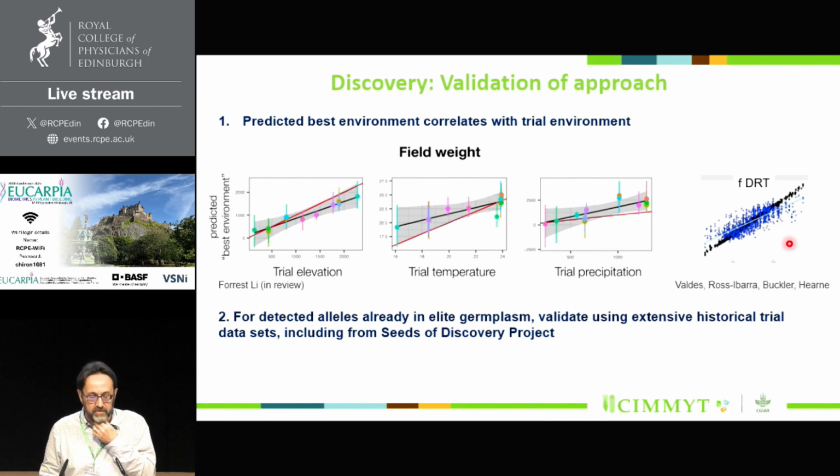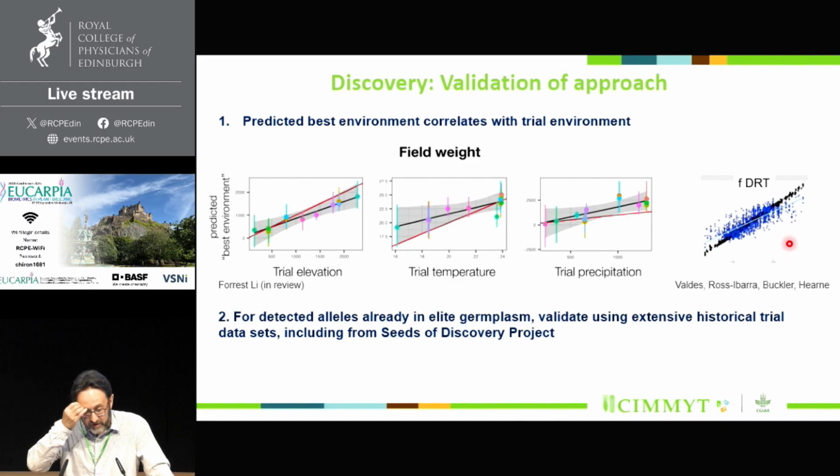And we can validate some of this approach, so we can predict from the environments where the lines were collected. We've got genotype data, we can make a prediction based on the genotypes of all the lines that were collected from different environments of different temperature, elevation, precipitation, and so on. Then we grow a bunch of other material in a separate trial, and we see that we can predict quite well how well they will do in different environments.